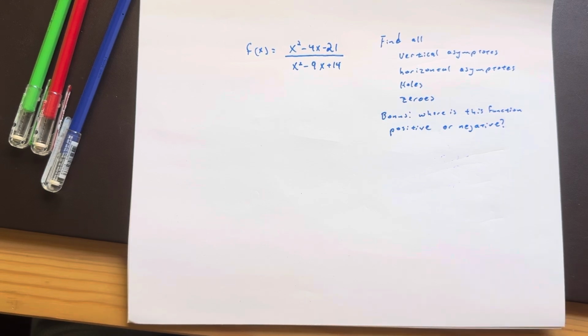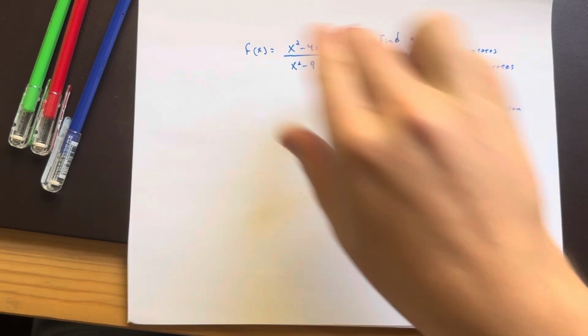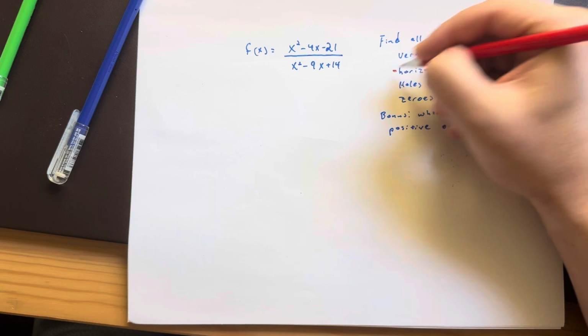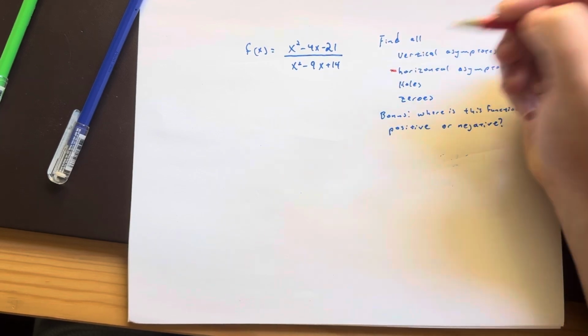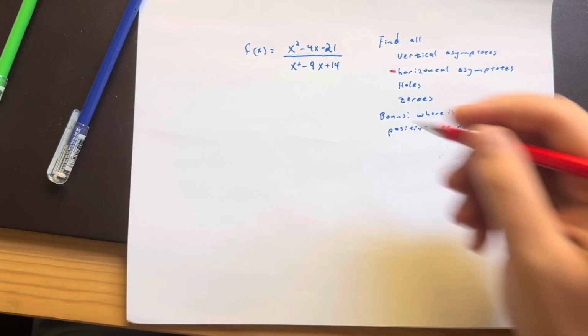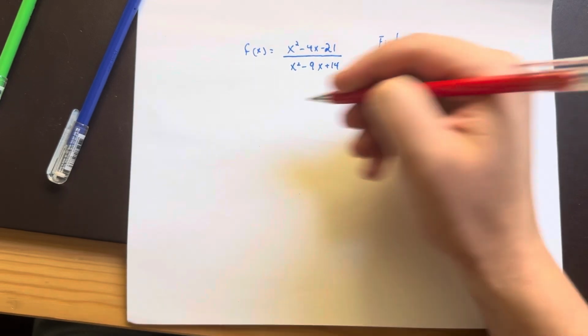Now, horizontal asymptotes take us all the way back to that lesson in 1.7. Let's start here, right? We don't need to do everything in order. Horizontal asymptotes ask us to find the end behavior, right?